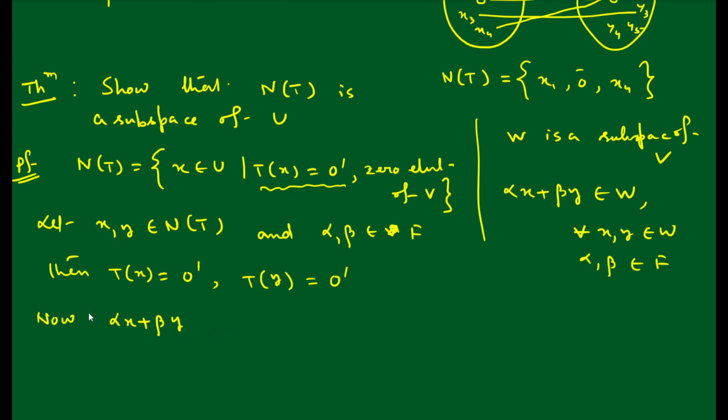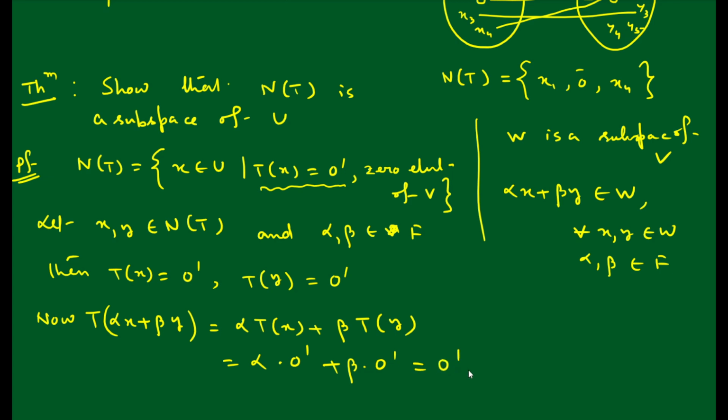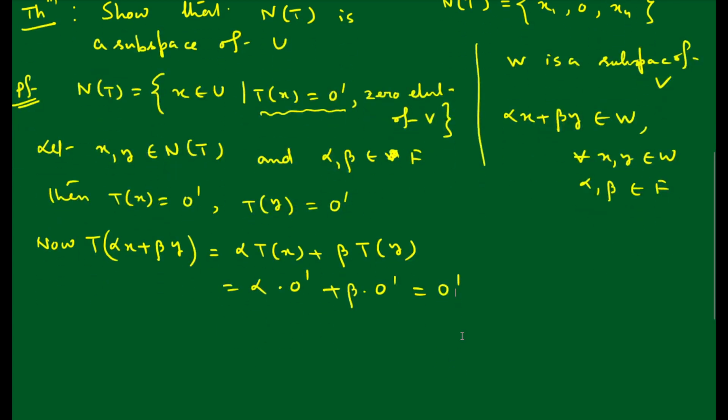Okay, T of alpha x plus beta y. So T is already a transformation. Okay, definition में T is a transformation. So transformation condition क्या था? What is the condition for linear transformation? T of alpha x plus beta y can be expressed like this: alpha into T of x plus beta into T of y. Now alpha into T of x, just now we have, it's 0 dash, beta into what? 0 dash. So alpha into 0 dash plus beta into 0 dash is again how much? 0 dash. Now it's very interesting.